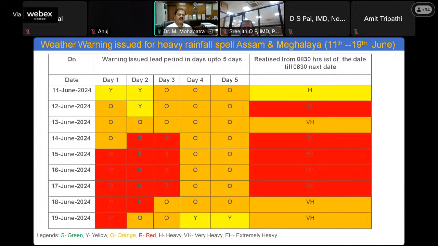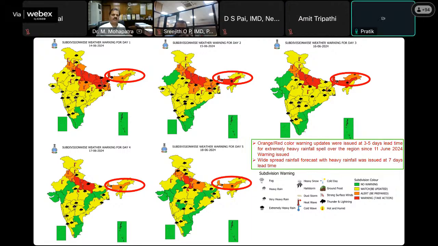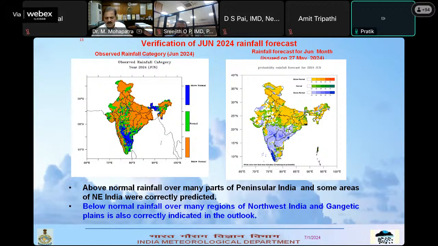Extreme heavy rainfall warnings with red color, impact-based information, were provided to the various stakeholders. And this is the type of forecast which was issued for that June event in the northeastern states, red color warning and orange color warnings. Now let's look at what happened to our long-range forecast.